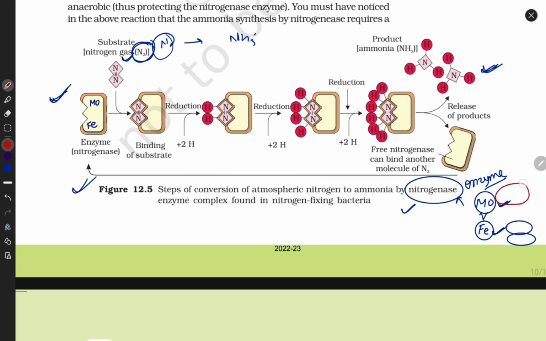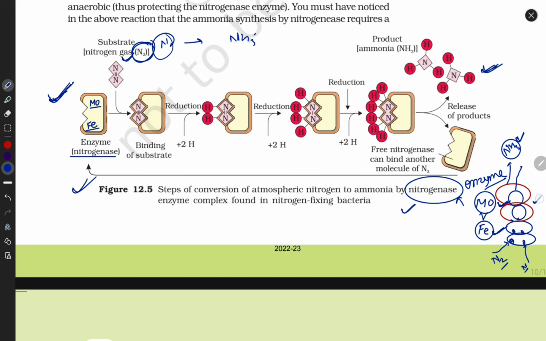It is also made up of subunits, and inside it also contains some iron groups. So iron is most important, and molybdenum is most important. Here nitrogen binds, and at the end we get ammonia. What mechanism is occurring here? Nitrogen changes into ammonia, so this is the process we discuss here. Now this is the nitrogenase enzyme. Clear, guys? It contains molybdenum and iron.